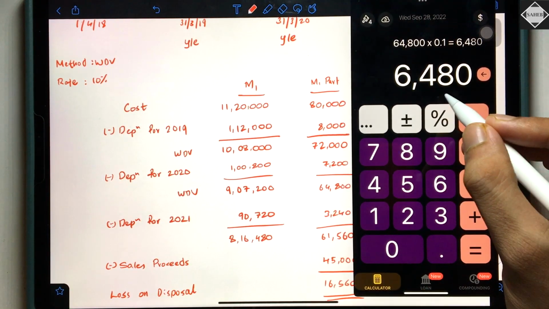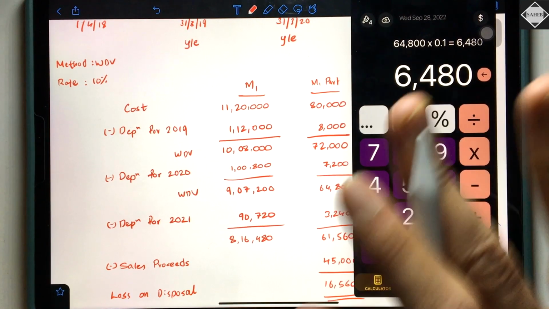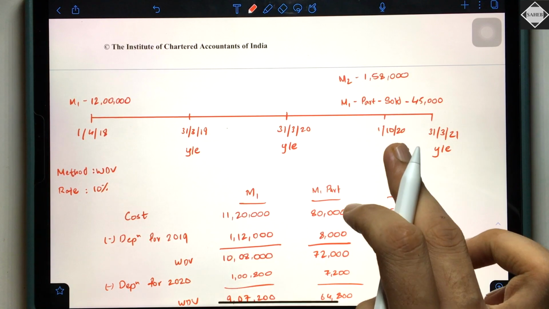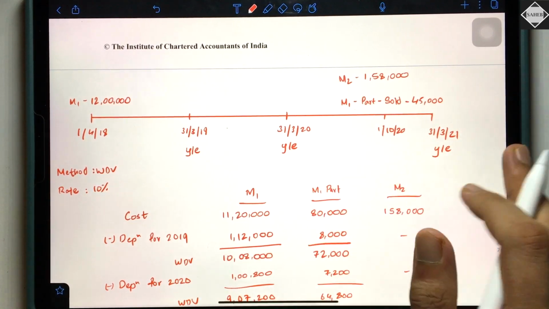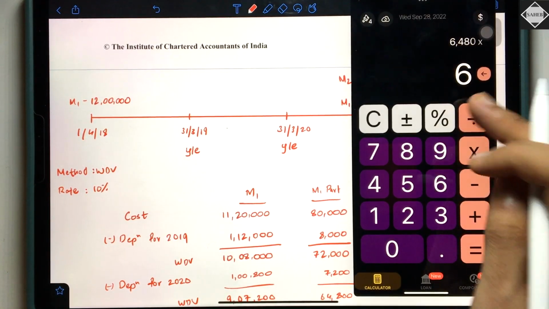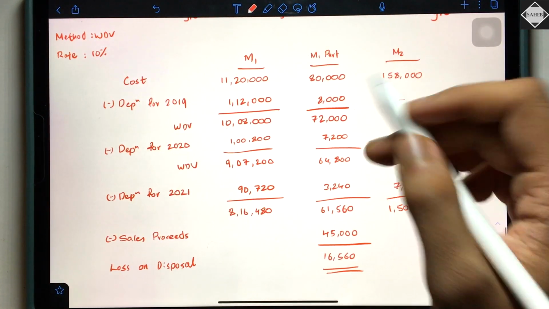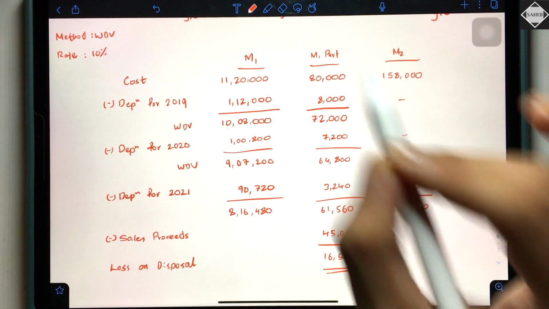That's equal to 6480. But can we take this? No, we have to proportion it because it has been sold in between the year. So from March till 1st October, it is 6 months. So you have to proportion it into 6 by 12. That's equal to 3240. So 3240 will be the depreciation on M1 part of M1.